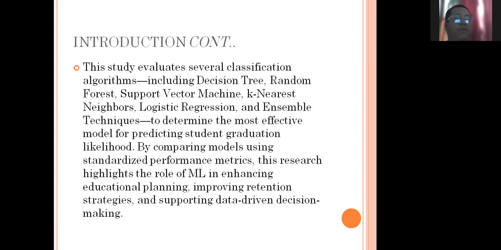So this study evaluates different classification algorithms such as decision tree, random forest, support vector machine, k-nearest neighbor, logistic regression, and ensemble techniques to determine the most effective model for predicting student graduation likelihood. By comparing these models' results, this research highlights the role of ML in enhancing educational planning, improving retention strategies, and supporting data-driven decision making.